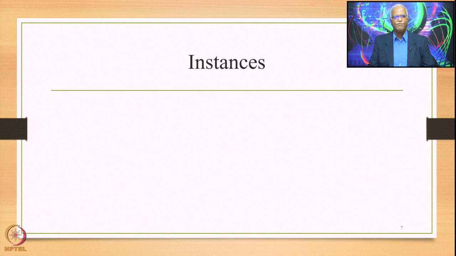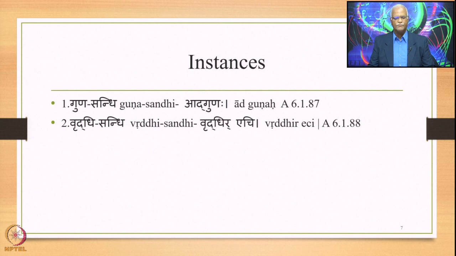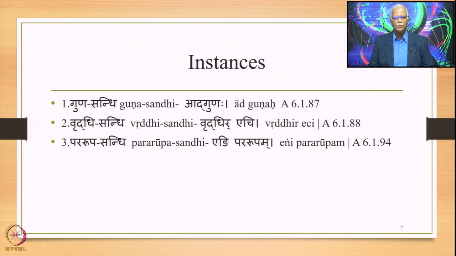We said that there are five instances of dvisthānika ekādeśa. First, it is guṇa-sandhi, stated by the sutra ad-guṇaha 6187. Second, vṛddhi sandhi, stated by the sutra vṛddhirechi 6188 onwards. Third, there is pararūpa sandhi. Engi pararūpam is the sutra 6194 and some more sutras thereafter.